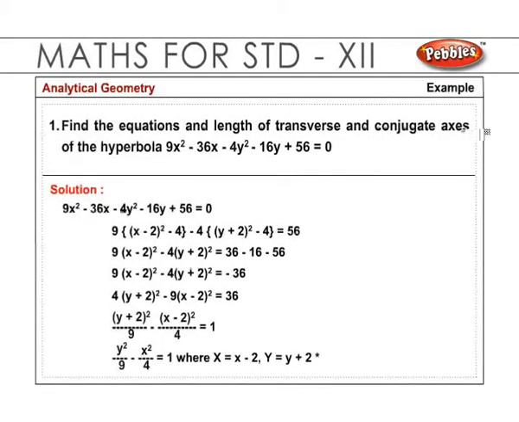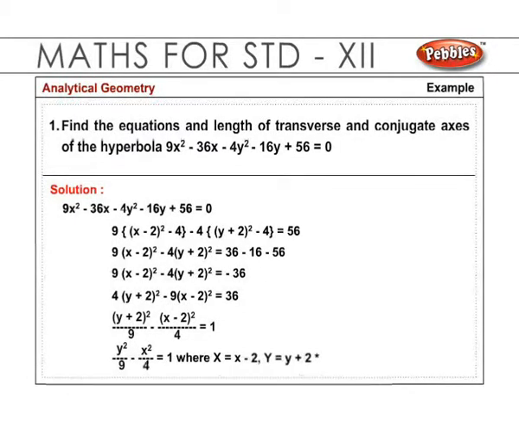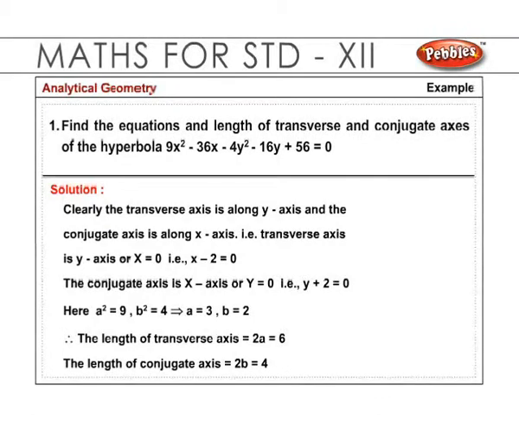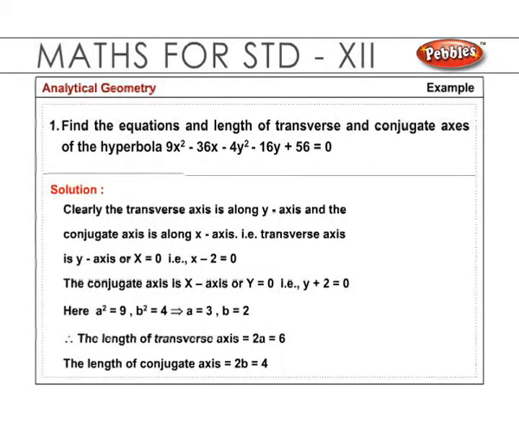For this example, simplifying the equation in the standard form of the hyperbola, we get (y plus 2) the whole squared by 9 minus (x minus 2) the whole squared by 4 is equal to 1. Clearly, the transverse axis is along the y-axis and the conjugate axis is along the x-axis. That is, the transverse axis is x is equal to 0, that is, x minus 2 is equal to 0. The conjugate axis is the x-axis or y is equal to 0, that is, y plus 2 is equal to 0.